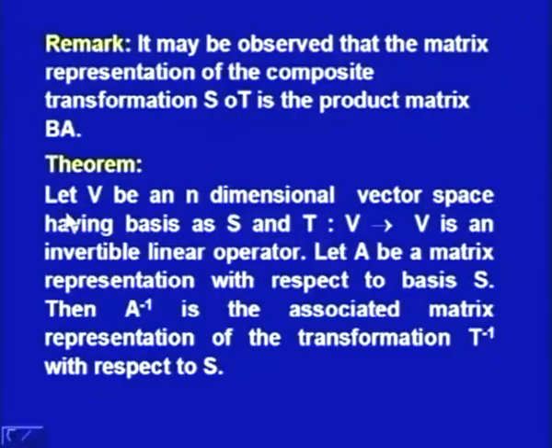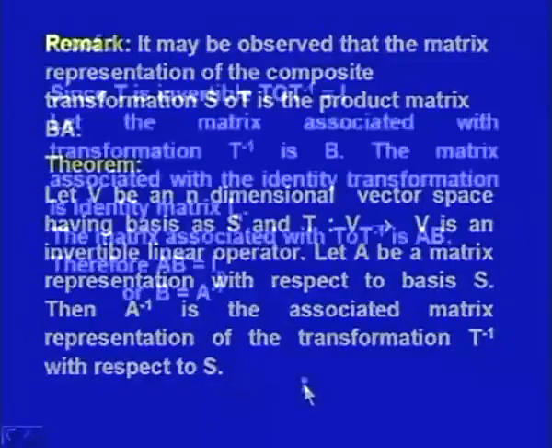Now, let V be an n-dimensional vector space having basis S, and T is an invertible linear operator. Let A be the matrix representation with respect to basis S. Then A inverse is the associated matrix representation of the transformation T inverse with respect to S. So, a vector space is given to us, a transformation is given to us, and associated with this transformation we have a matrix A. Then A inverse is the associated matrix representation of T inverse with respect to the basis S. So, this is what we have to prove.